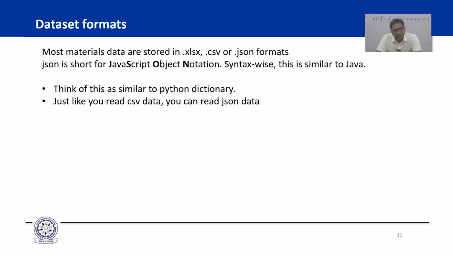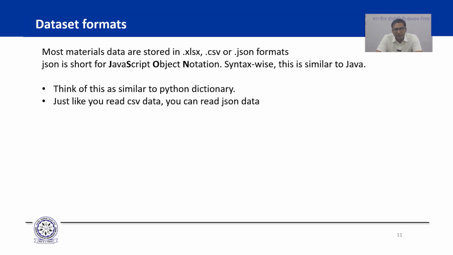All right, so let's continue with our discussions on data in materials informatics. After going over just a brief background of how discoveries are done, how data driven methods can accelerate those discoveries, and what type of data is needed, let's talk a little bit about the different types of formats for the data sets. Now, most of the materials data that you will come across will be stored either in XLSX format or a CSV format or a JSON format.